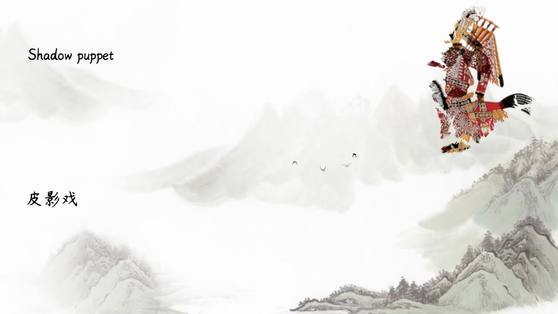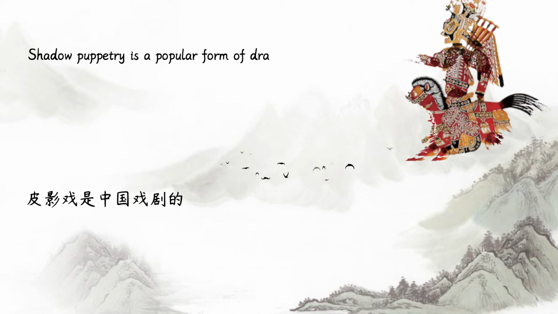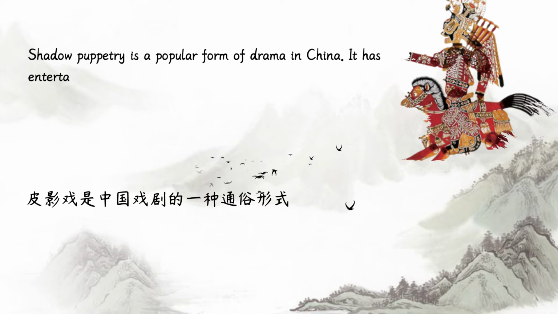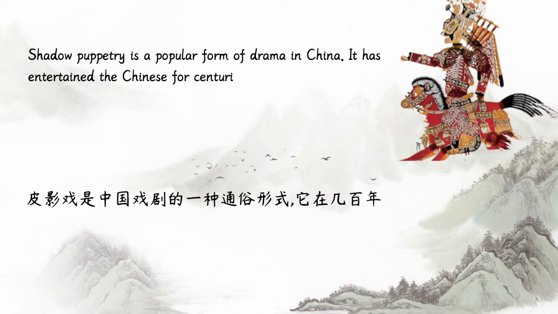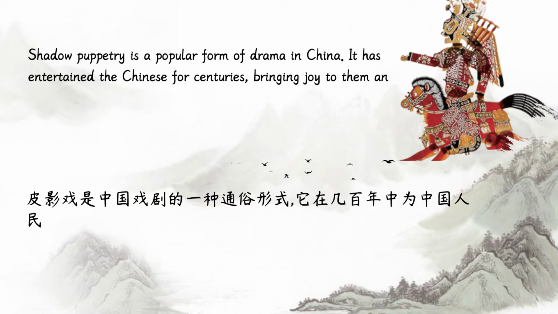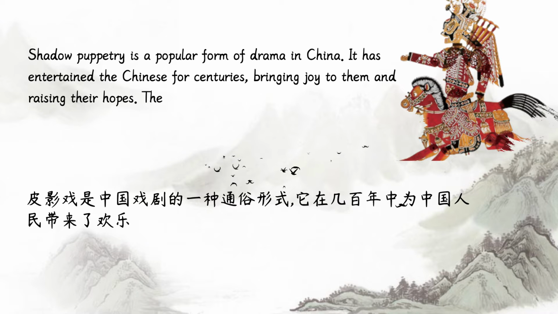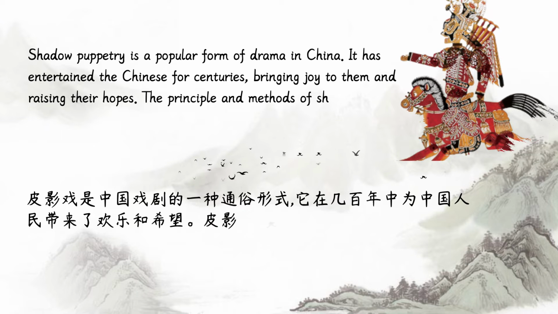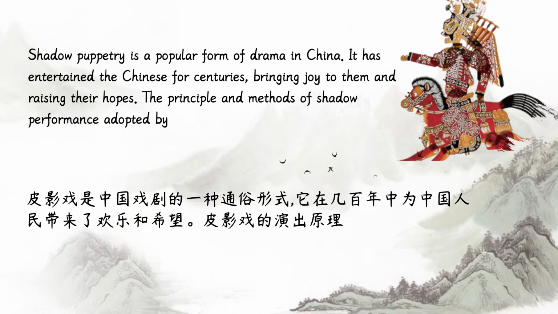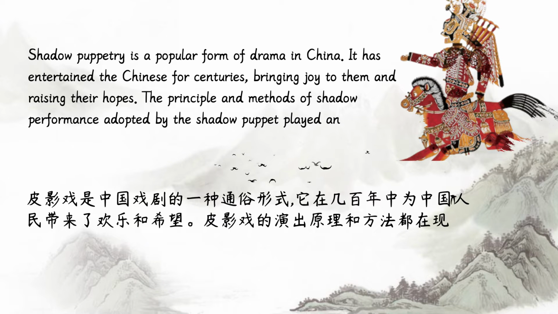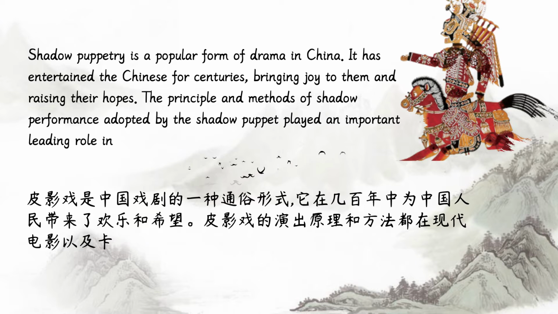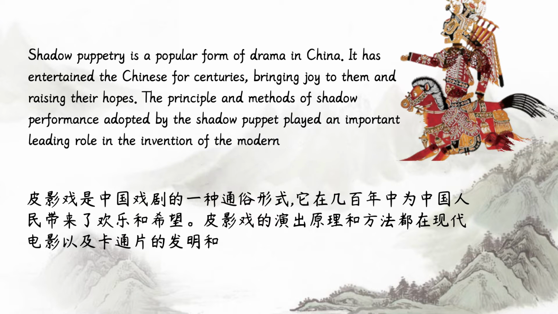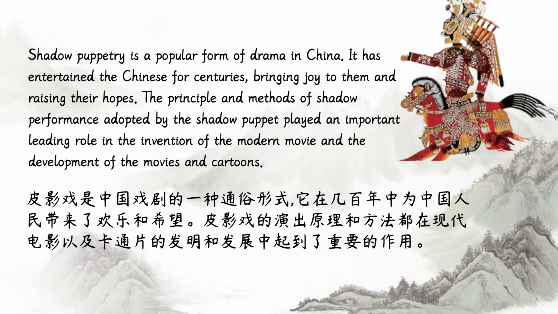Today we're going to talk about shadow puppetry. Shadow puppetry is a popular form of drama in China. It has entertained the Chinese for centuries, bringing joy to them and raising their hopes. The principle and methods of shadow performance adopted by the shadow puppet played an important leading role in the invention of the modern movie and the development of the movies and cartoons.